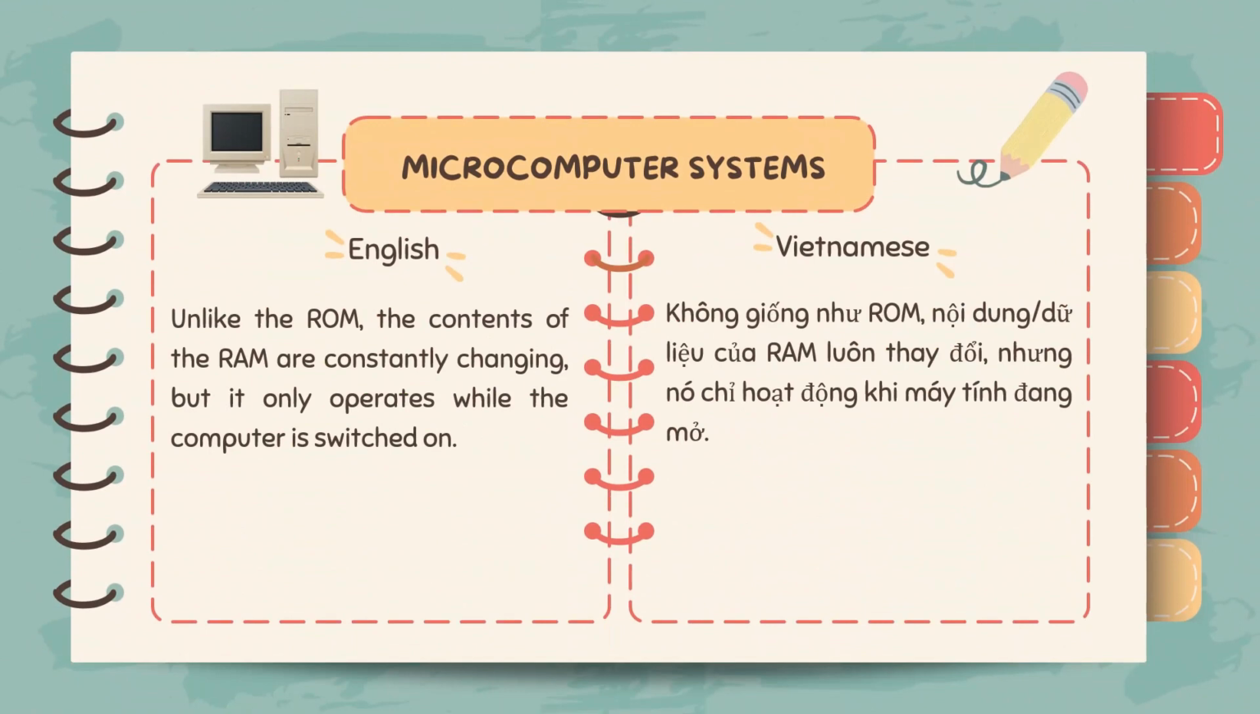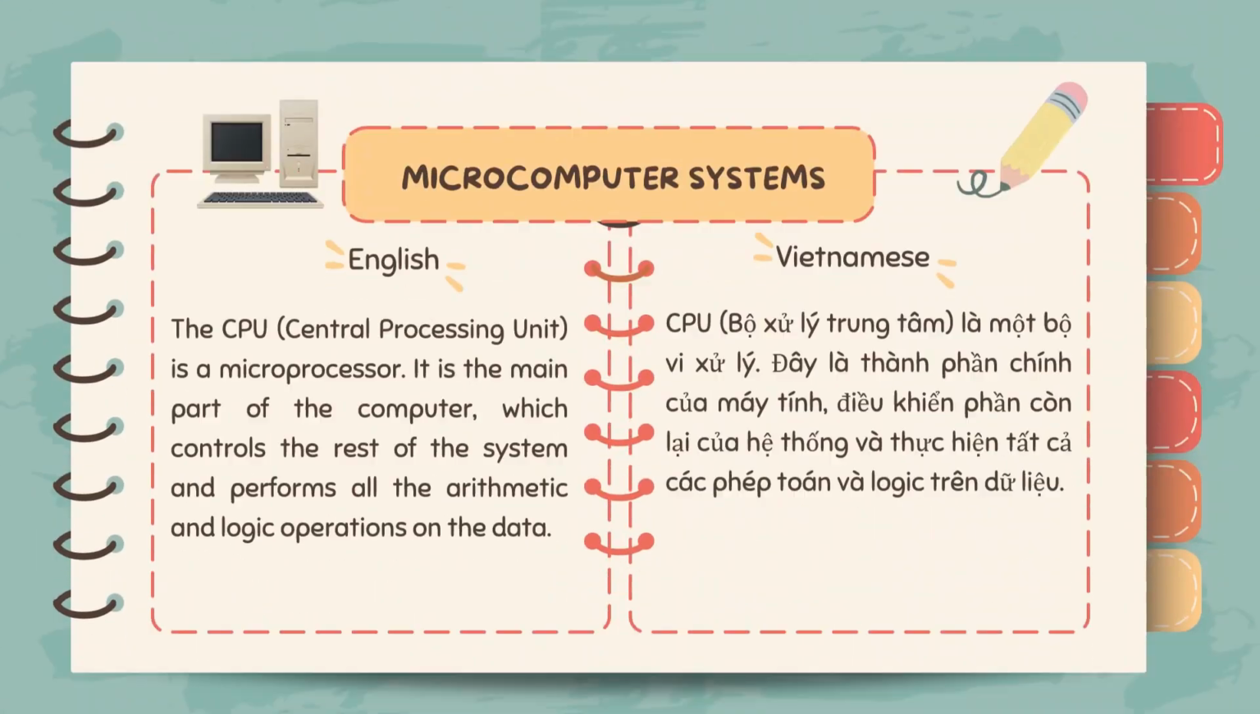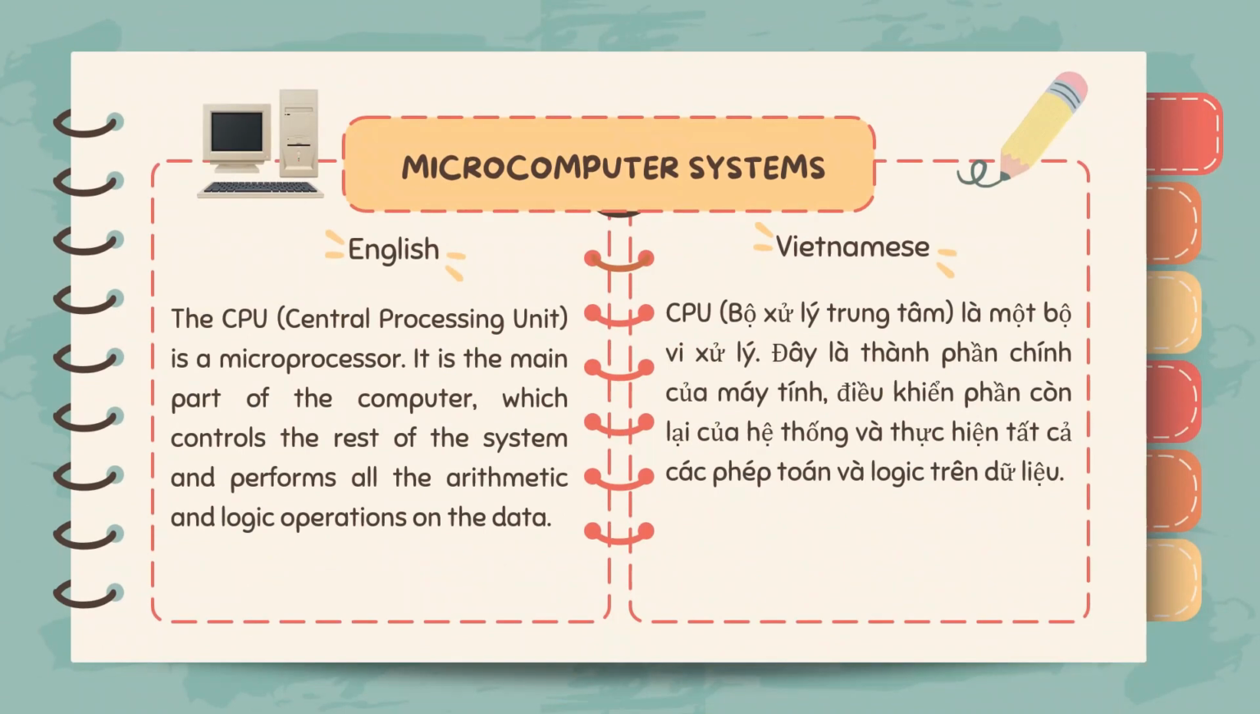Unlike the ROM, the contents of the RAM are constantly changing, but it only operates while the computer is switched on. The CPU, Central Processing Unit, is a microprocessor. It is the main part of the computer, which controls the rest of the system and performs all the arithmetic and logic operations on the data.